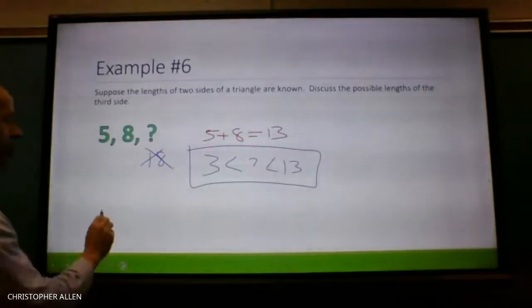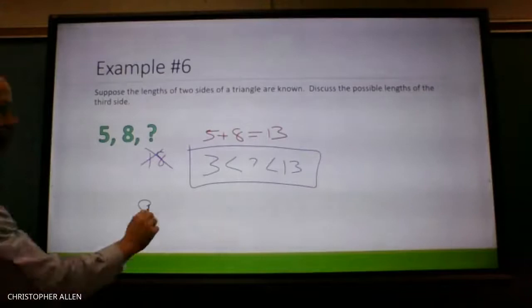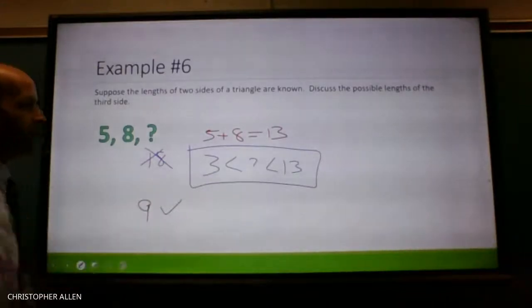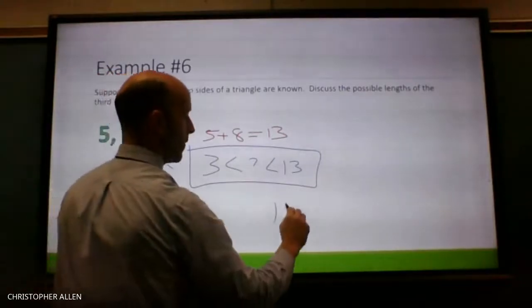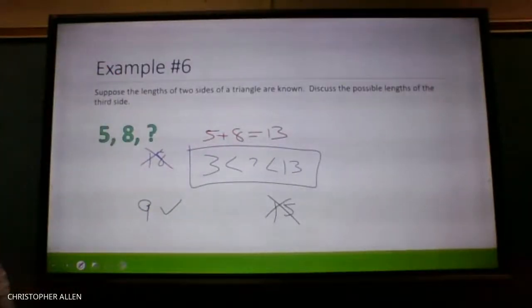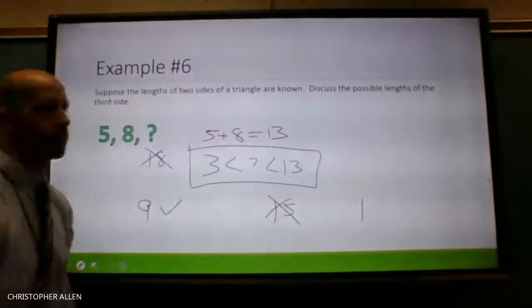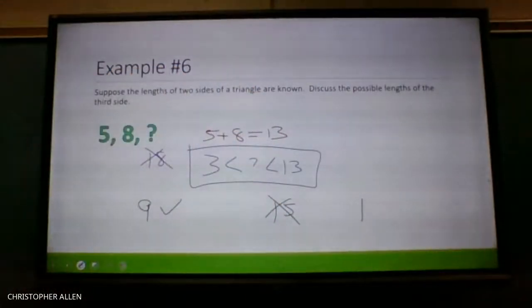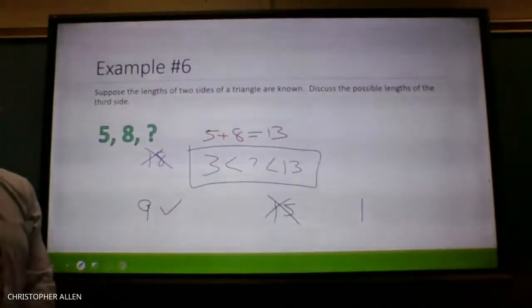So, for example, could we have another side that measures 9? Sure, because 9 is between 3 and 13. Could we have one that's 15? Nope, can't do that, because 5 plus 8 is not more than 15. Can we have a third side that is 1? Is 1 between 3 and 13? Nope, not possible.